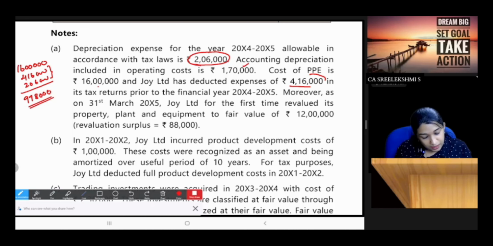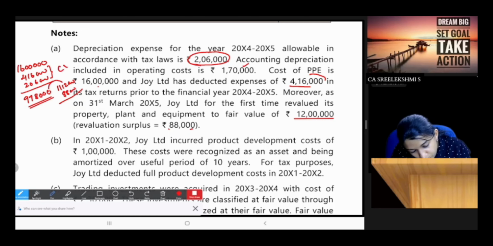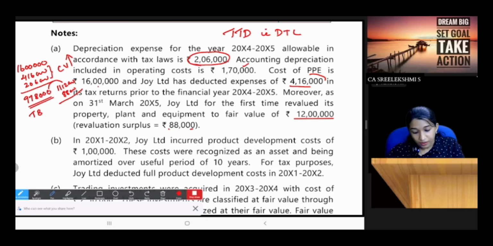Moreover, on 31st March 15, Joy Limited for the first time revalued its PPE to 12 lakhs. Revaluation surplus is 88,000, which means if there was no revaluation surplus, the asset value would have been 11,12,000. Why do you need to calculate that revaluation separately? Because when I'm checking, carrying value is more than tax base. When the carrying value of an asset is more than its tax base, it is a taxable temporary difference. That is, create DTL.